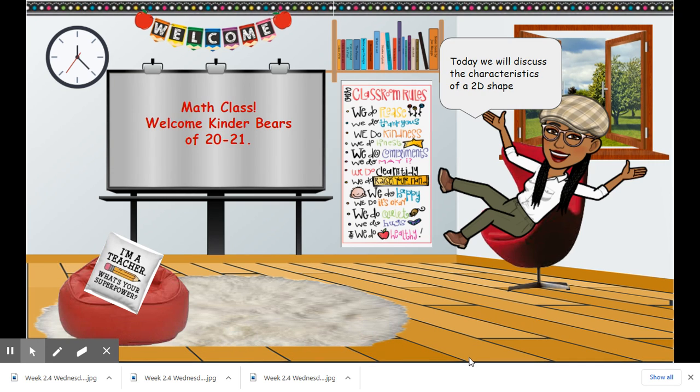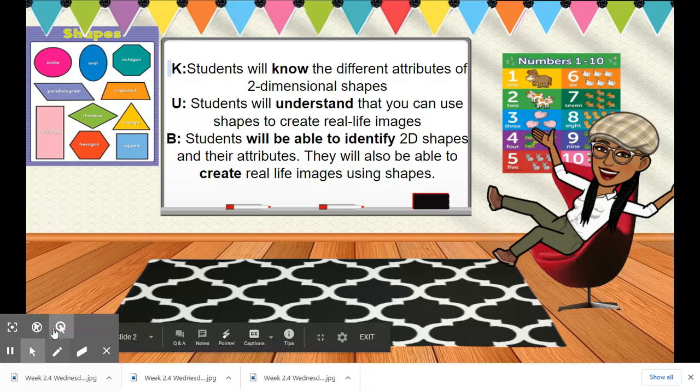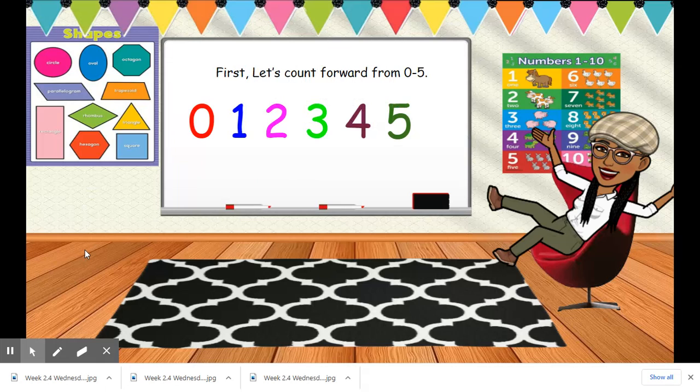And today we will discuss the characteristics of a 2D shape. Students will know the different attributes of two-dimensional shapes. Students will understand that you can use shapes to create real-life images. Students will be able to identify 2D shapes and their attributes. They will also be able to create real-life images using shapes.